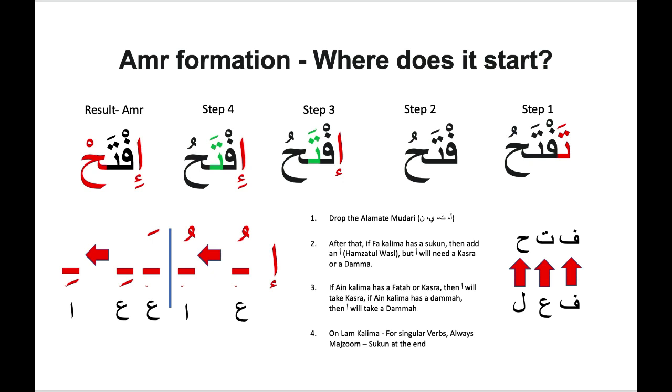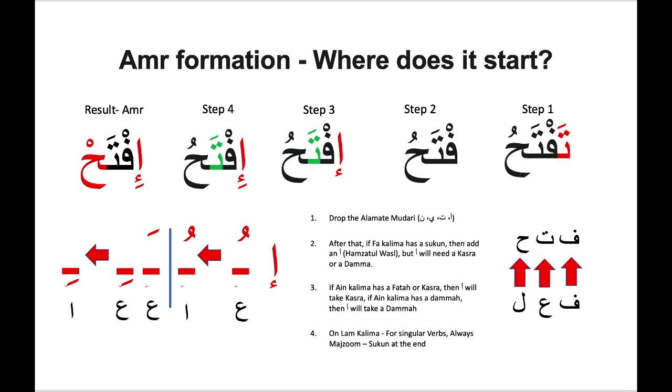But a word cannot start with a letter with sukun. So, this needs to be sorted. We have to add an alif, and that is hamzatul wasl. So in step 2 we got alif hamzatul wasl. Everything else remains the same in step 2. The only thing we added is an alif to make the word start reading. We have to do something else to make it work, because the alif doesn't have any haraka there. It doesn't have fatha, it doesn't have kasra, it doesn't have dhamma. Without that, obviously the word is not correct. So we have to find a haraka.